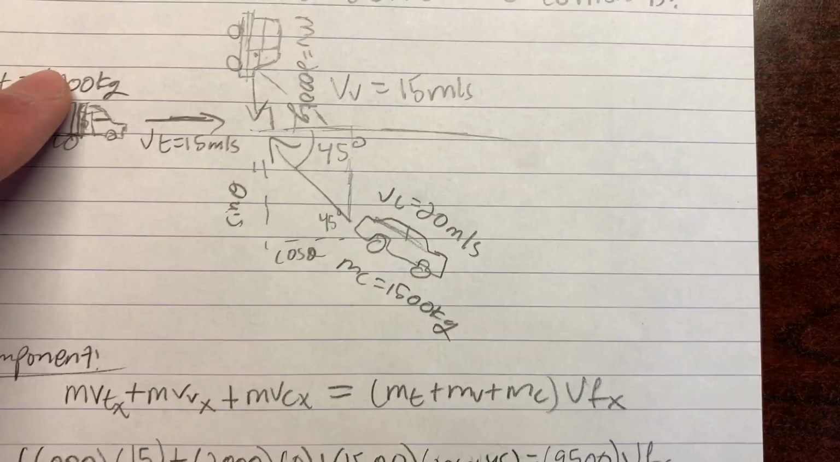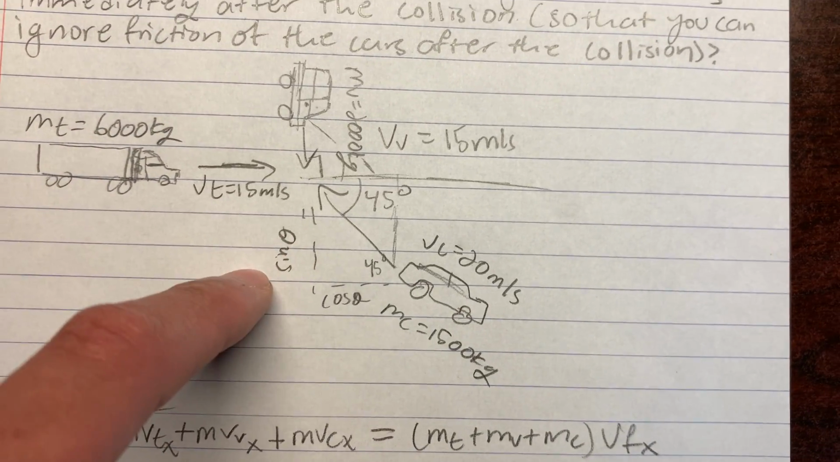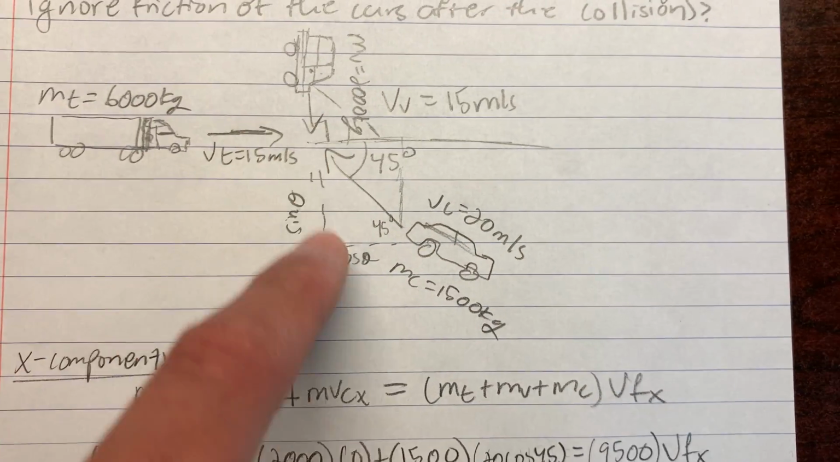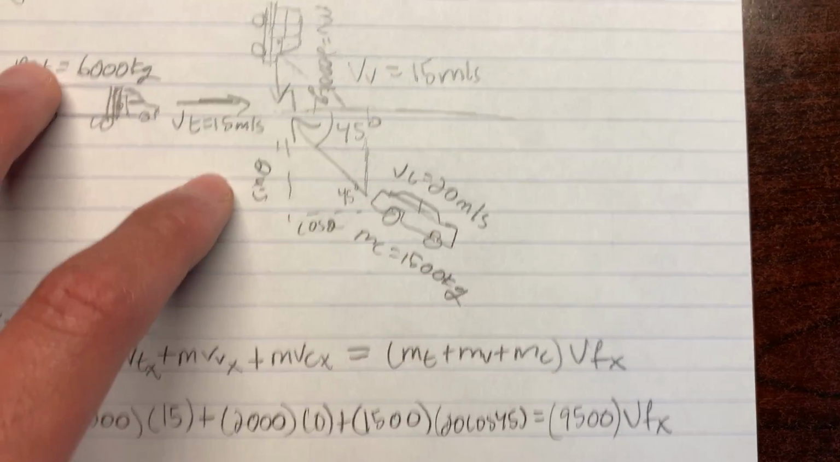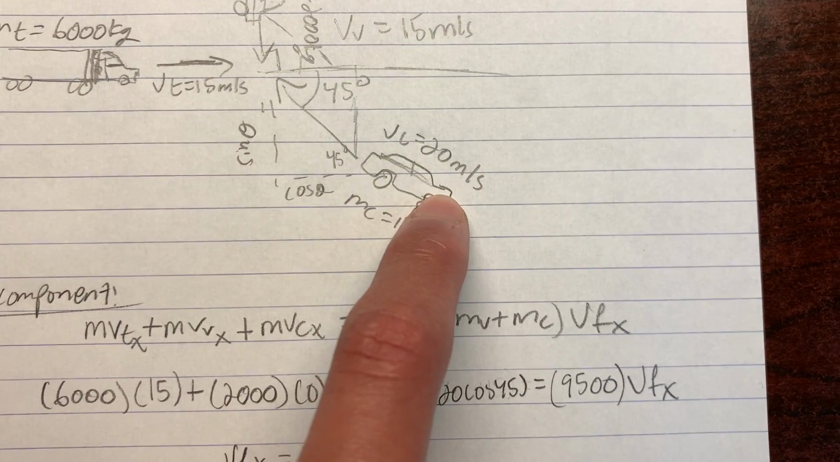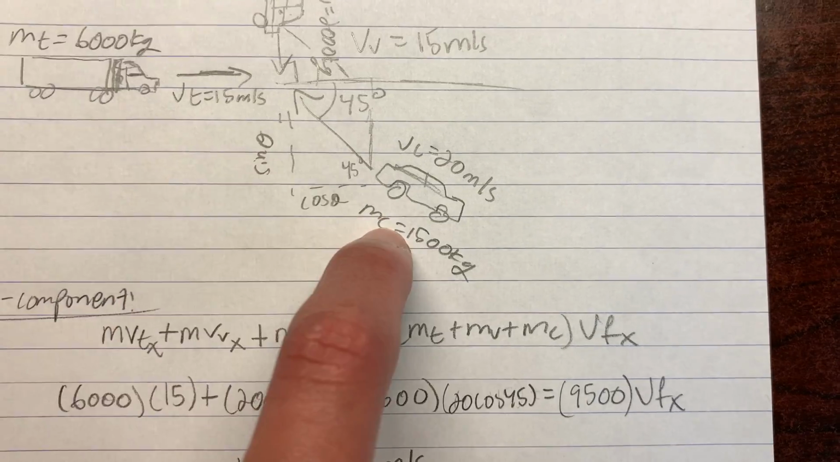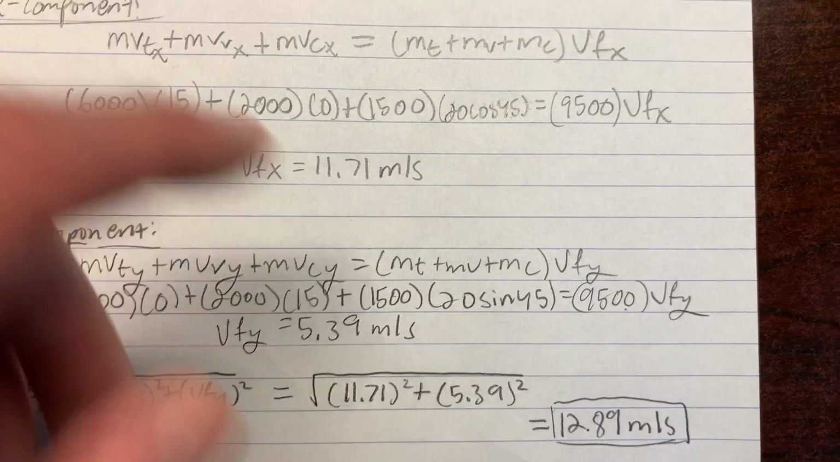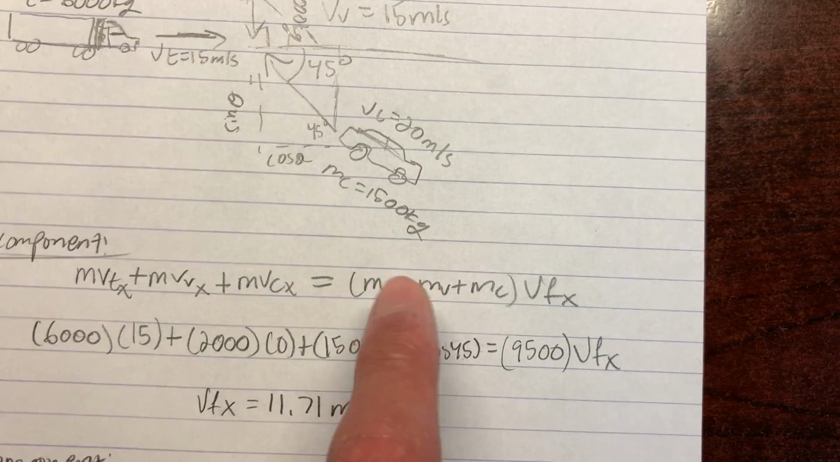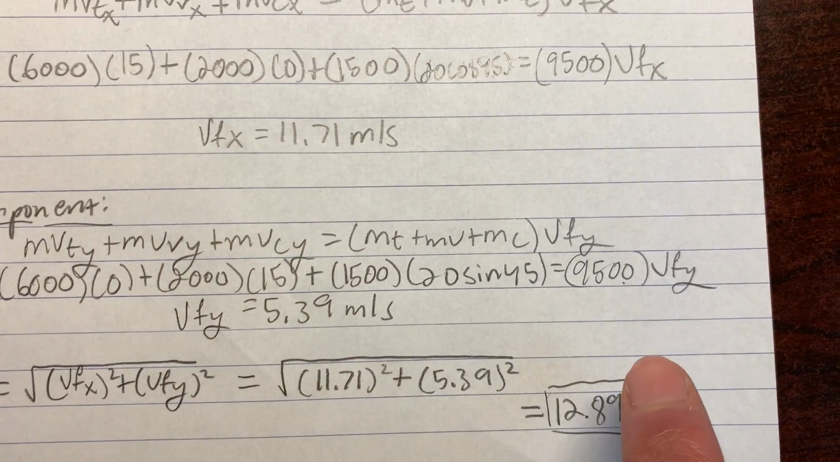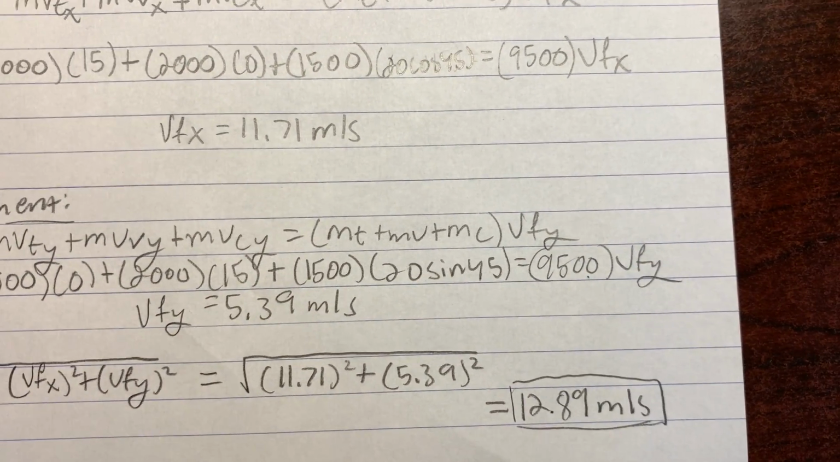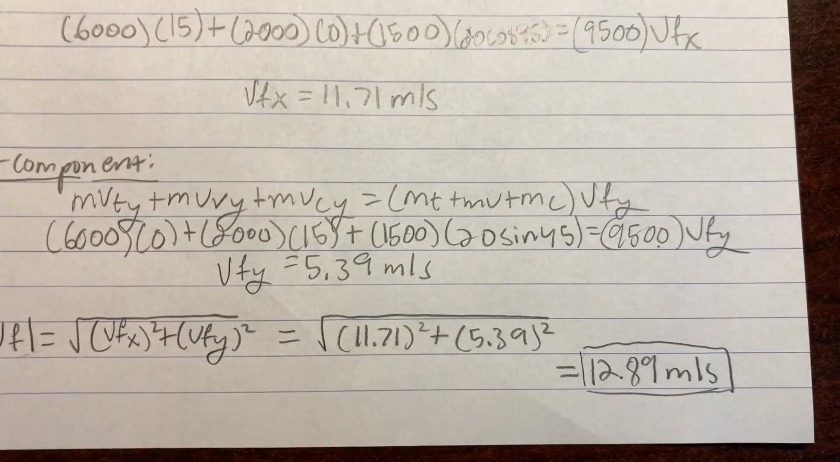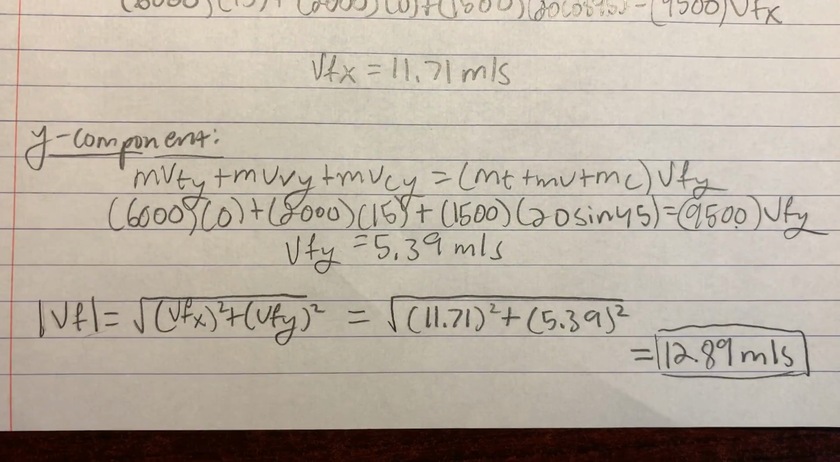For the car, you would want to use the y component of the velocity, which would be sine of theta, sine of 45 degrees. So that would be 20 meters per second times the sine of 45 degrees. And you'd plug that in times the mass, which is 1,500 kilograms. And you'd make that equal to the total mass times the final velocity in the y direction. And you solve it, and you'll get 5.39 meters per second.